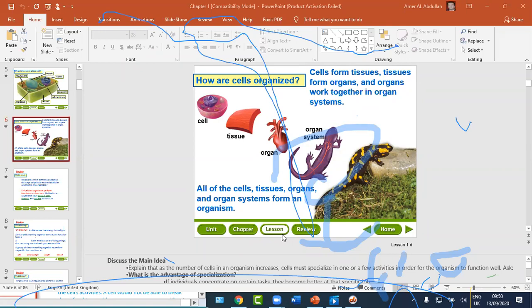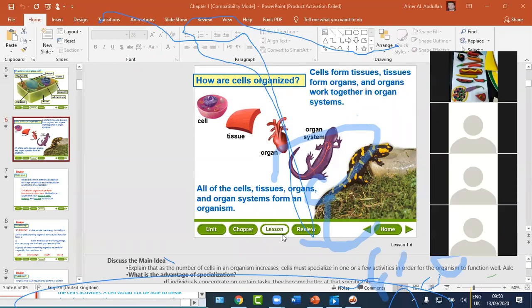Now, how do organs compare to organ systems? If we compare, organs are made of tissues and make up organ systems. You can write this note. Organs are made of tissues and make up organ systems. In organ systems, organs work together to carry out a function of the organ system, such as digestion.